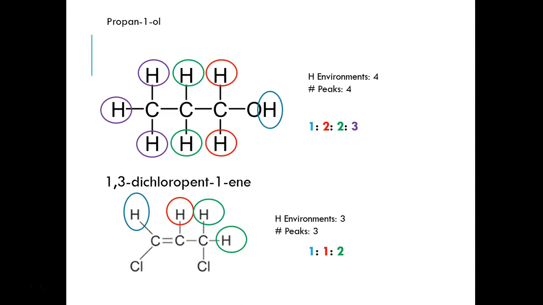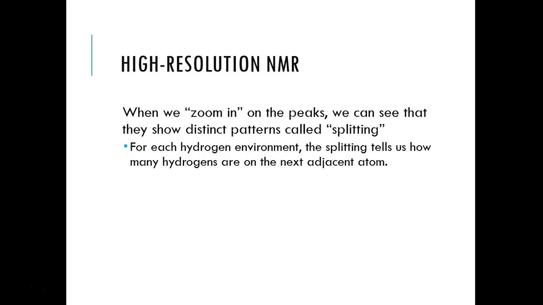Now the integration trace is going to give you the smallest whole number ratio. So if it's 2 and 3, that could correspond to 4 and 6 hydrogens. So you have to be a little bit careful about that. Now, we can also zoom in on the peaks and see what are called splitting patterns. So for every hydrogen environment, the splitting tells us how many hydrogens are on the next adjacent atom. If there are no neighboring hydrogens, we're going to see a singlet, so it's not going to be split at all.